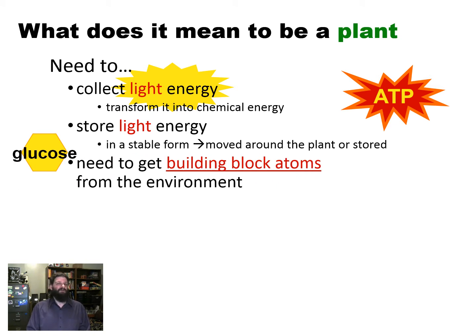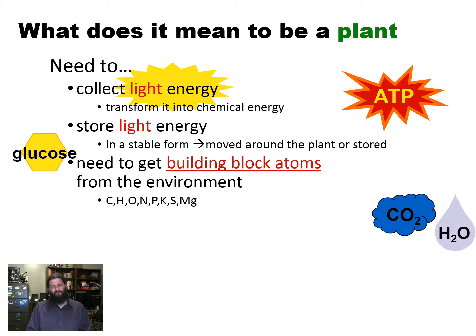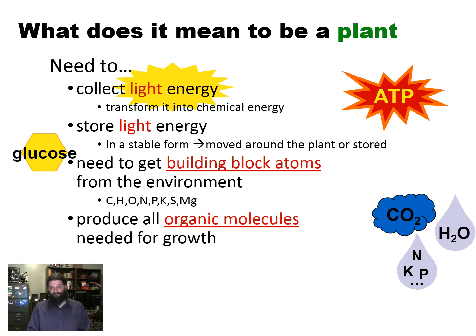But even so, you're still going to need to be able to get all of those building block atoms, the carbon, hydrogen, oxygen, nitrogen, and the rest of them from the environment. You can get the carbon dioxide from the air, and hopefully water will be available, but we've got to get the other nitrogen and potassium and phosphorus type of nutrients.